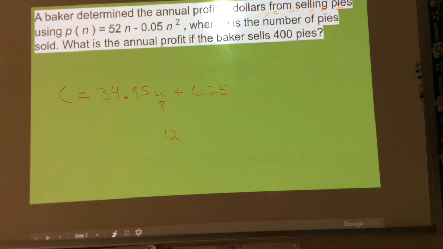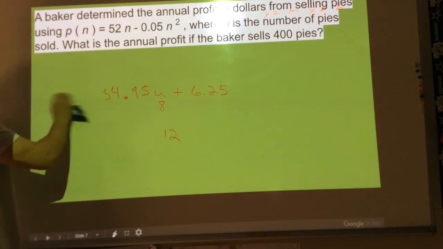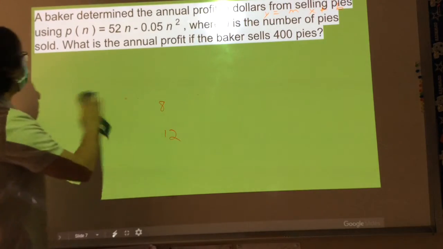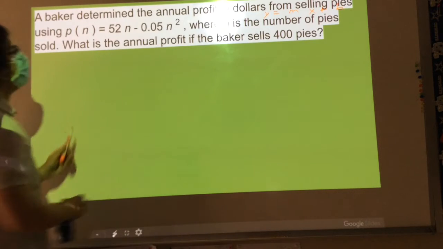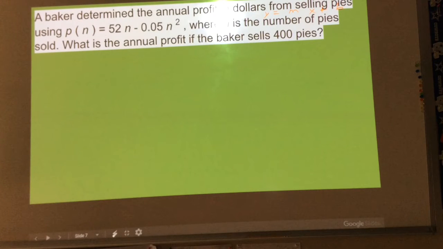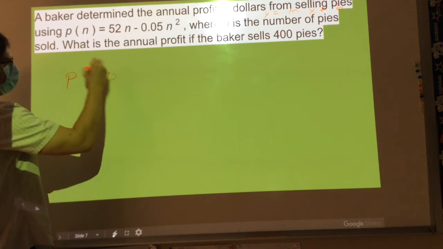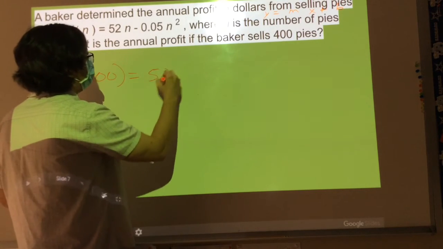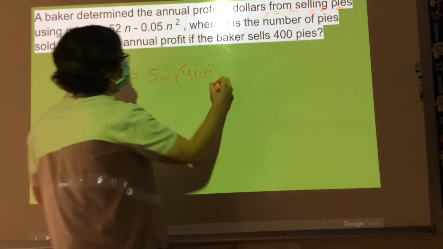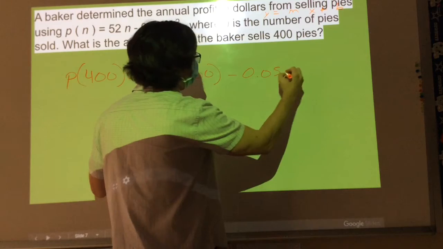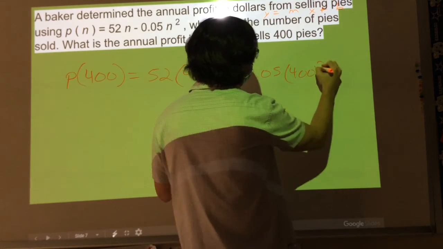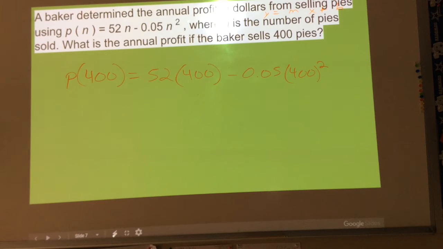Okay, a baker determined the annual profit in dollars from selling pies using the function P of n is equal to 52n minus 0.05 n squared, where n is the number of pies sold. What is the annual profit if the baker sells 400 pies? So n is the number of pies sold. So if I write this, we're good with that?